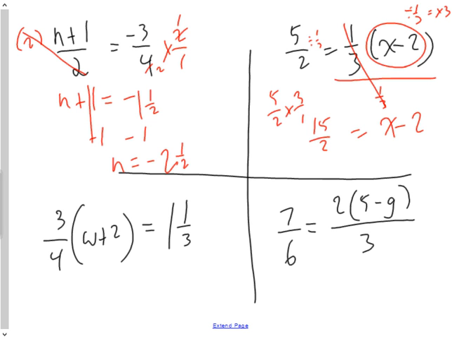And since I have a whole number here, I'm going to reconstitute that back. 15 over 2 is going to be 7.5. I'm going to add 2 to both sides. And x is going to equal 9.5.